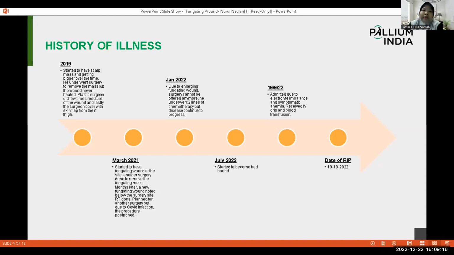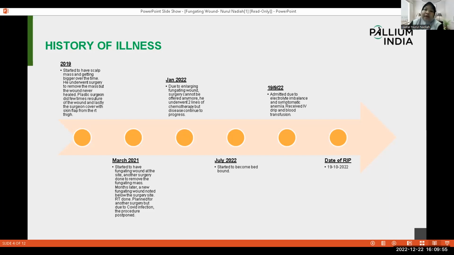They gave radiotherapy to help shrink the mass, and then he was planned for another surgery. But because of the COVID restrictions at that time, the procedure was postponed until January this year. The wound kept getting bigger, and this time the doctor said surgery could not be offered anymore. He tried 2 lines of chemotherapy, but the disease continued to progress. Eventually in July this year, he became bedbound and was referred to community hospice management.